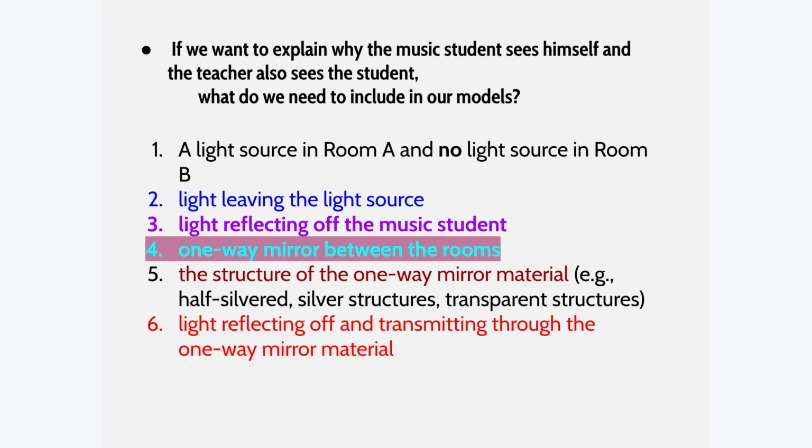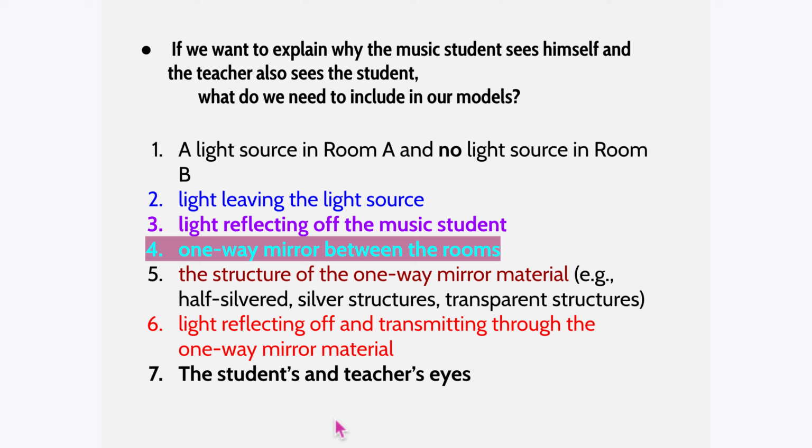So the light has to go through the material to the teacher's eyes for the teacher to see the student. And the light has to reflect back off the mirror. Some other light reflects back off the mirror so that the student sees his own reflection. So the light bouncing off the student goes to the one-way mirror, and some of it goes through, it transmits, and some of it reflects back.